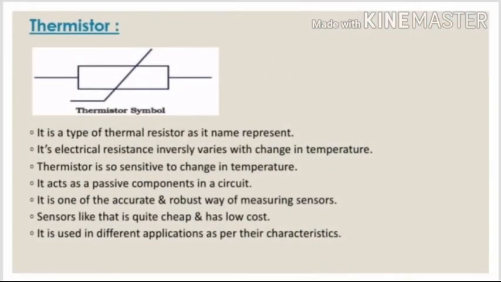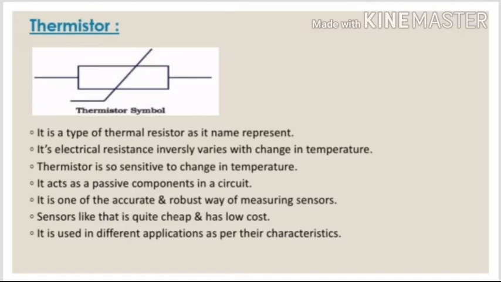What is a thermistor? A thermistor or a thermal resistor is defined as a type of resistor whose electrical resistance varies with change in temperature. Although all resistors' resistance will fluctuate slightly with temperature, we can say that a thermistor is particularly sensitive to temperature changes. Basically, a thermistor acts as a passive component in a circuit. They are accurate, cheap, and a robust way to measure temperature. While they do not work well in extremely hot or cold temperatures, they are the sensor of choice for many different applications. Also, they are ideal when a precise temperature reading is required.